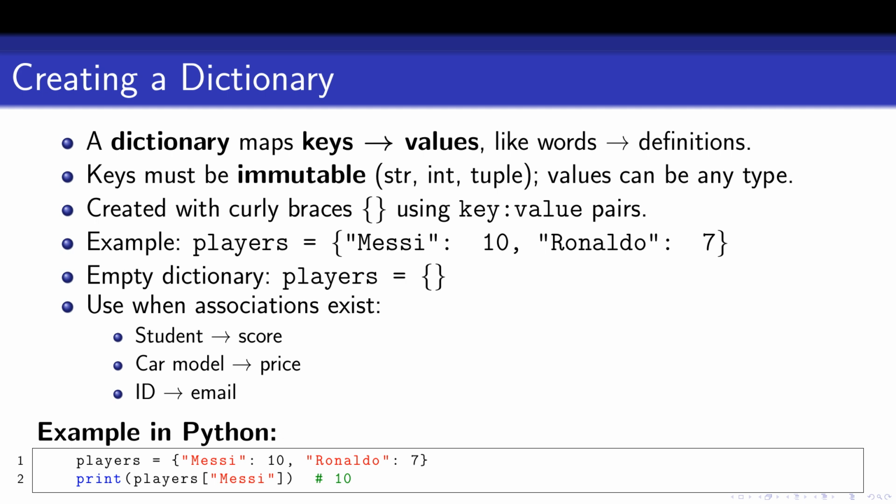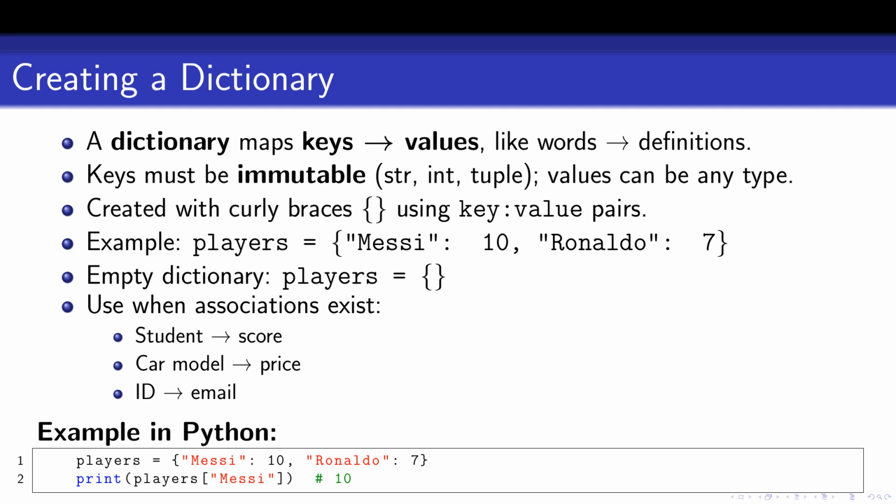Dictionaries are another major container type in Python, used to capture associative relationships. Unlike lists or tuples, where order matters, dictionaries map keys to values. The analogy is an English dictionary, where the word cat is a key and its definition is the value. Keys must be immutable types like strings, numbers, or tuples, while values can be any type. Dictionaries are created using curly braces with key, value pairs. For example, a dictionary called Players might map Messi to 10 and Ronaldo to 7.